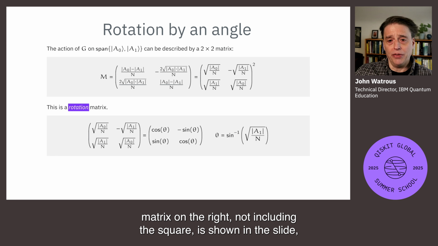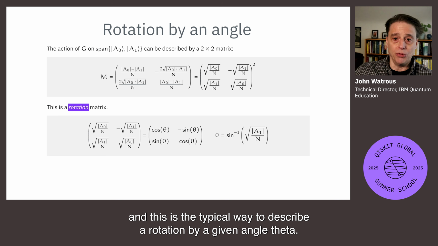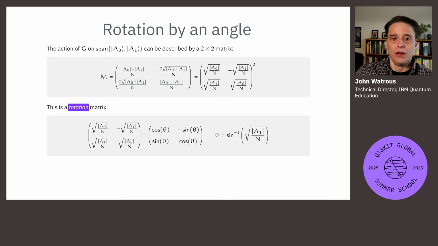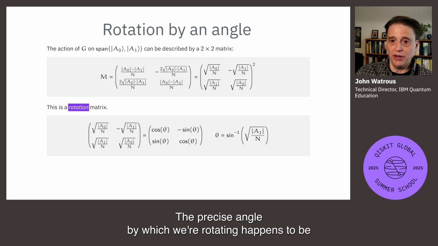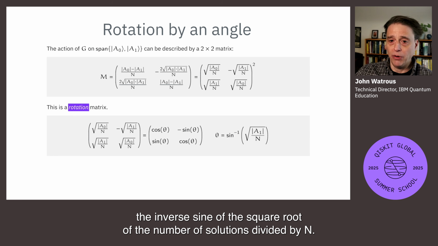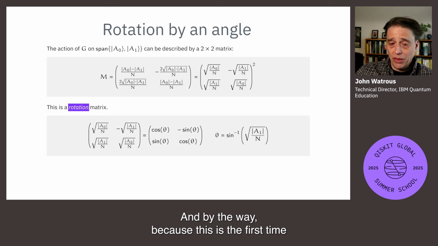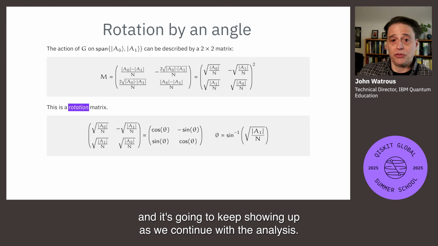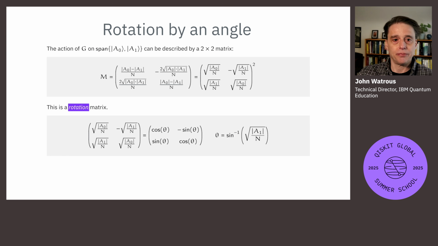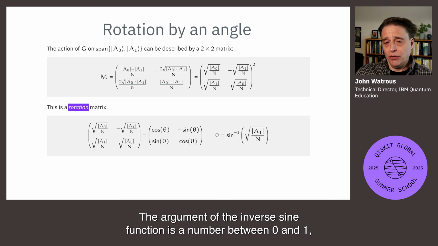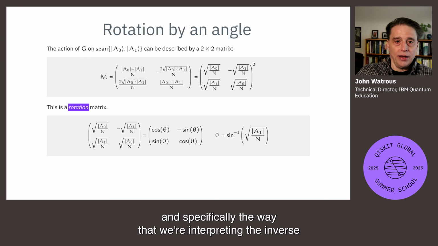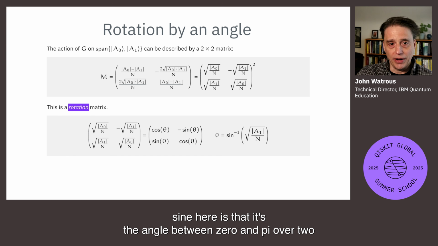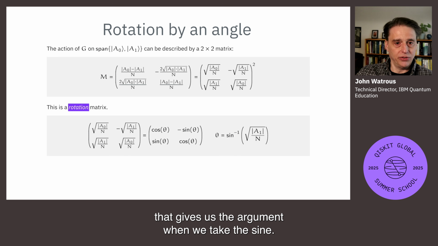Another way to write the matrix on the right, not including the square, is shown on this slide, and this is the typical way to describe a rotation by a given angle theta. The precise angle by which we're rotating happens to be the inverse sine of the square root of the number of solutions divided by n. And by the way, because this is the first time we're seeing it, let me point out that this angle is very important, and it's going to keep showing up as we continue with the analysis. The argument of the inverse sine function is a number between 0 and 1, and specifically the way that we're interpreting the inverse sine here is that it's the angle between 0 and pi over 2 that gives us the argument when we take the sine.